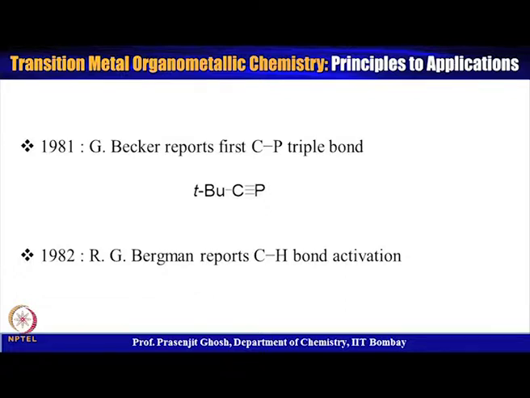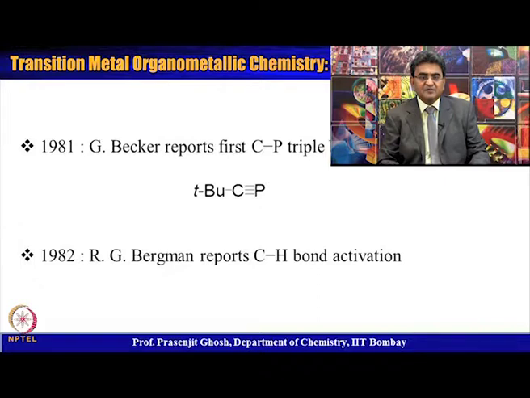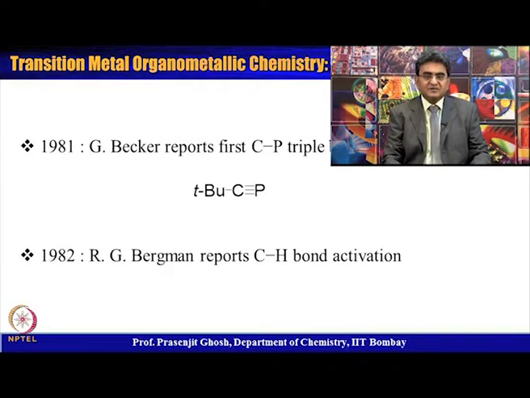In 1981, G. Becker reported the first C-P triple bond in terms of tert-butyl C triple bond P. In 1982, R. G. Bergman reported the first C-H activation. C-H activation is an important area of research because if activated and functionalized, they can be very useful in producing various compounds having different functional groups. But the difficulty in activating C-H lies in their ubiquitousness and very strong carbon hydrogen bond. So, C-H activation is a topical area of research in present time, and this had been initiated by Robert Bergman's first report of C-H activation about 30 years back in 1982.